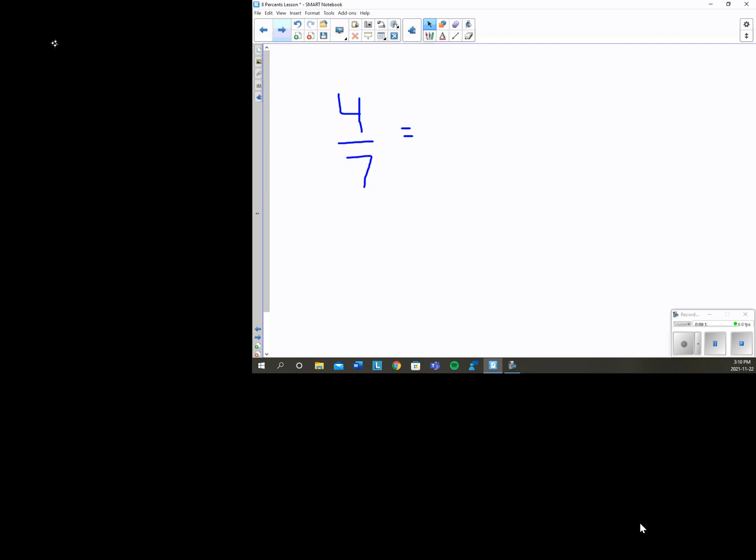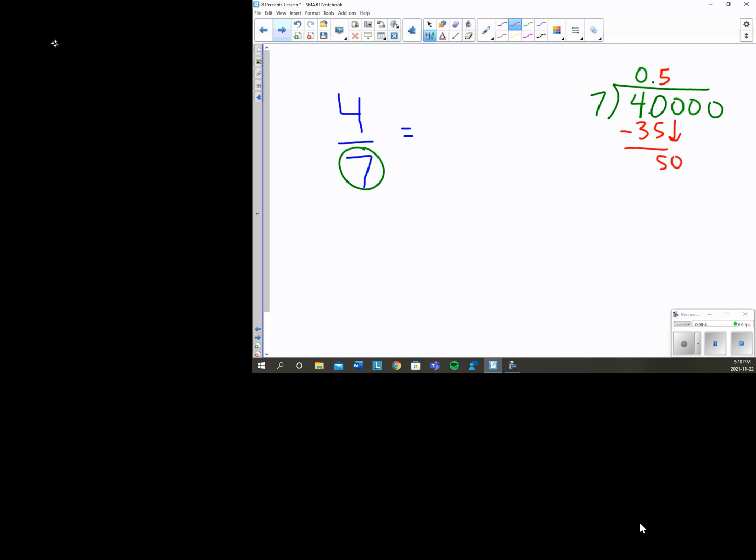So that's one thing that the video did not show: what do you do if you have a number on the bottom like 7 and it does not go into 100 and it's not reducible. So you're going to have to do long division. 7 into 4 doesn't go in, so put your decimal, add a bunch of zeros, and then start doing long division. 7 into 40. Well, 7 times 5 is 35. Subtract, that leaves you with 5. Bring down the 0. 7 times 7 is 49.